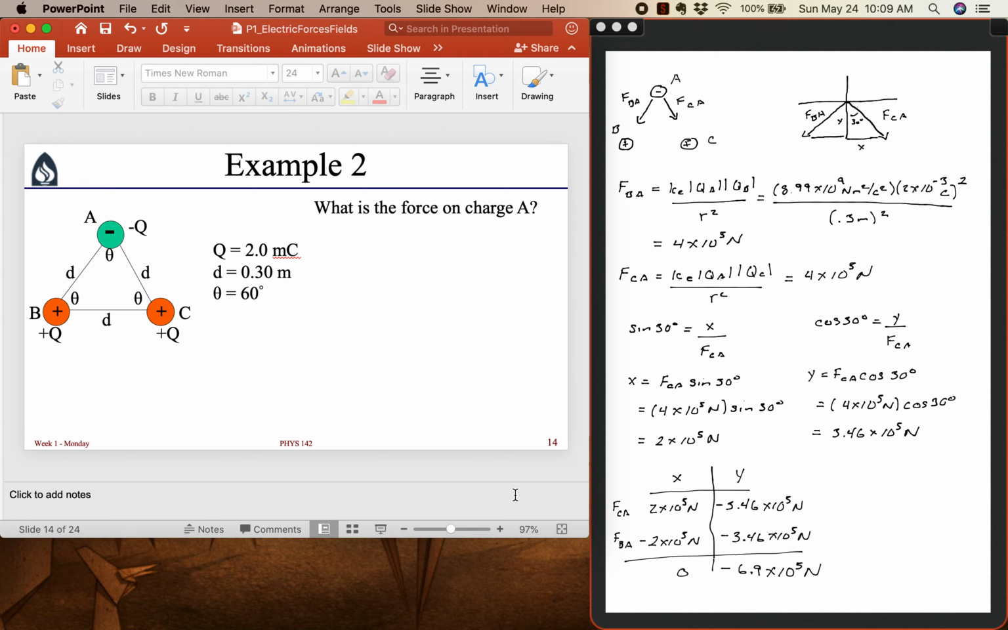So that means the force on charge A, the net force, would be 6.9 times 10 to the 5th newtons, and it's in the minus y direction. So the net force vector will be directly downward and have a magnitude that's twice the y component for each of these individual vectors. So it's all in the negative y direction, 6.9 times 10 to the 5th newtons.